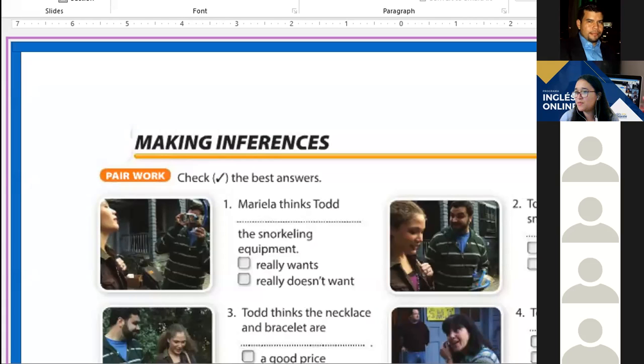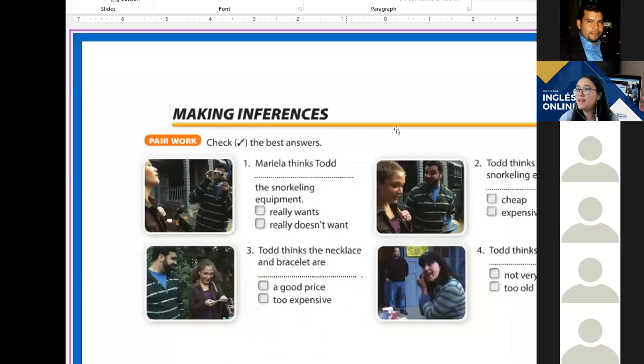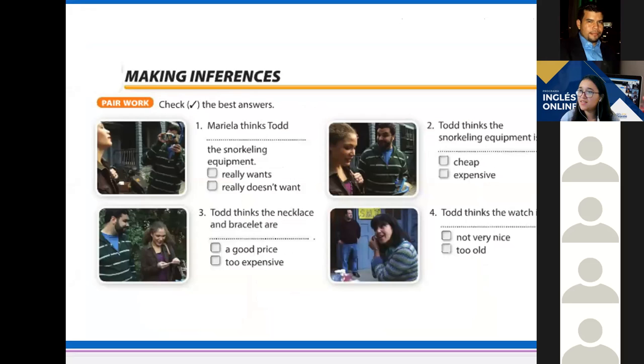Okay, that video reminds me of the problem that women have, right? That they want everything and the husbands are there and they say no. Okay, let's have a look at the exercise and help me with this. It says, Mariella thinks Todd really wants something, or is something that he doesn't really need.